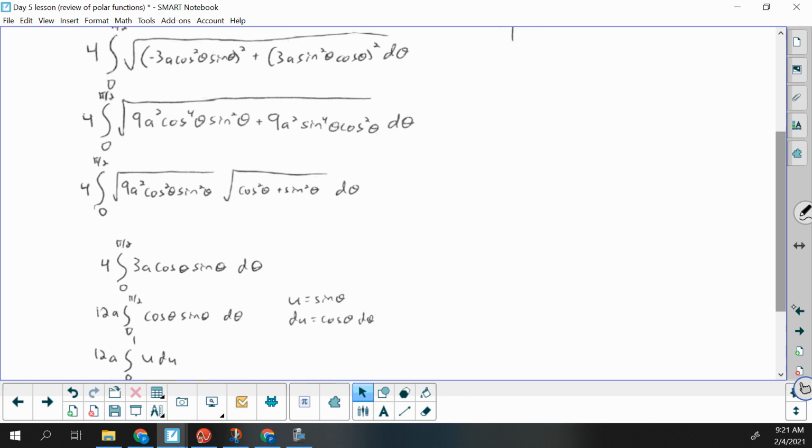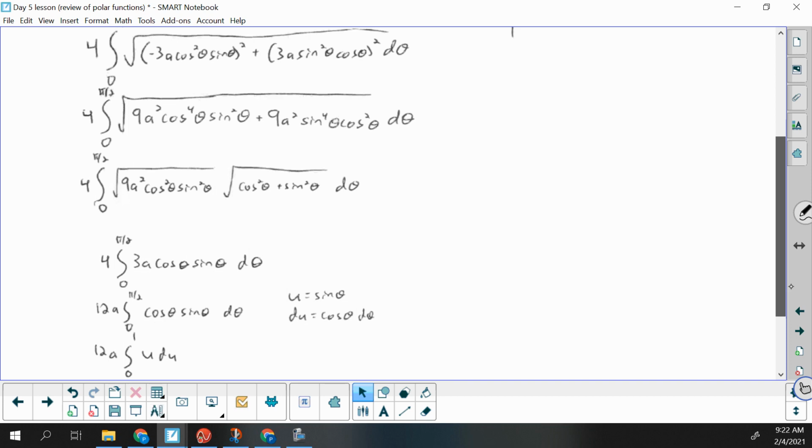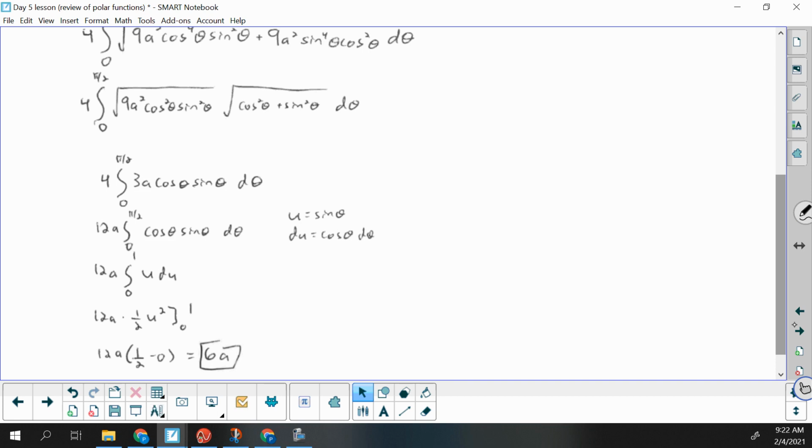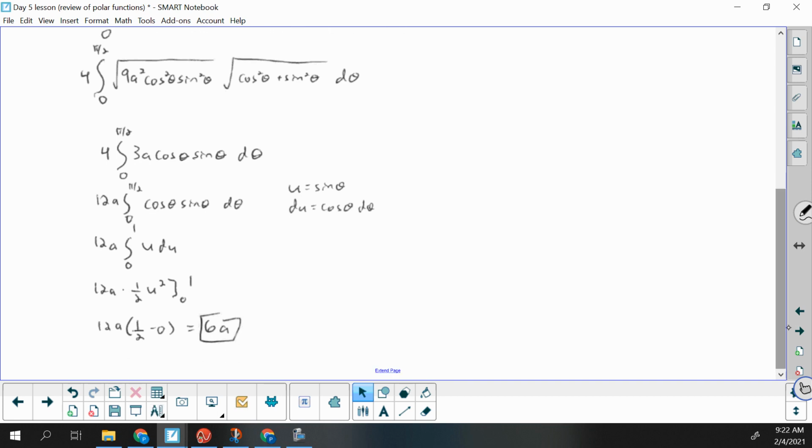So the cos squared plus sine squared under the radical, that's just 1. Take your square root of the other part, we get 3a cos sine. You can let u equal either of them, but sine might be easier because then you don't have to correct. U is sine, du is cos. So you just have u, change your bounds, do your antiderivative and fill in, and you just get 6a.